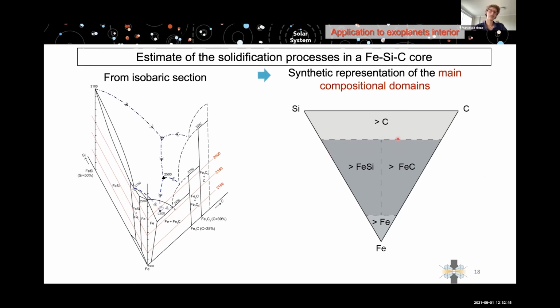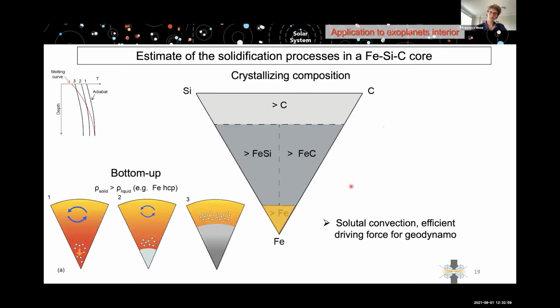I have drawn here a synthetic representation of these 3 different compositional domains, and I'm going to proceed now showing what we think can happen if we consider our core composition as part of one of these fields. So we are estimating the solidification processes in a core that would be an FeSiC alloy with different compositions. And as usual, we are considering the adiabat crossing the melting curve at the center of the planet.